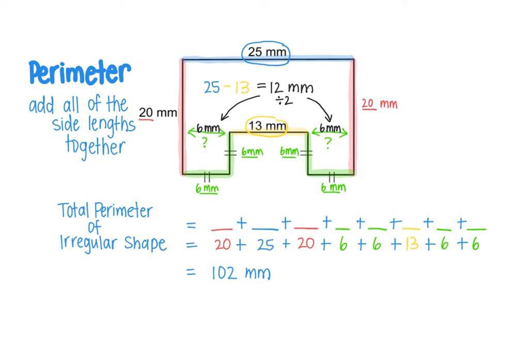So there you have it. Finding the area and the perimeter of irregular shapes is all about using what you know to find what you need. Good luck with your practice.